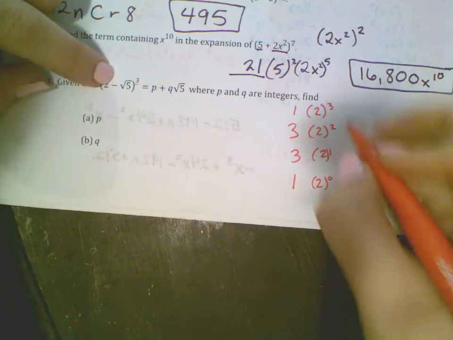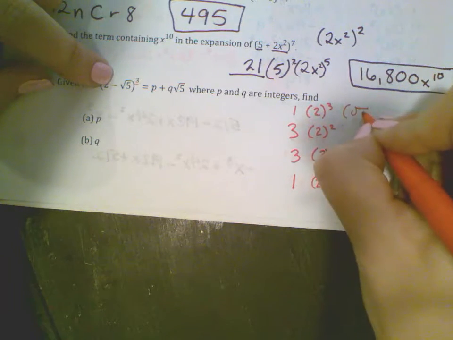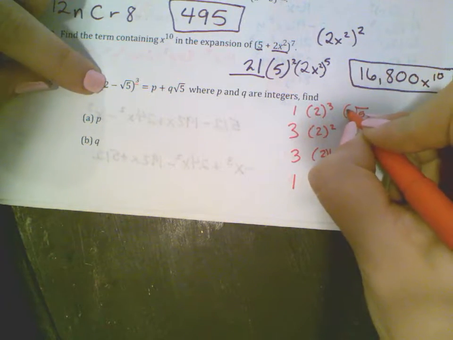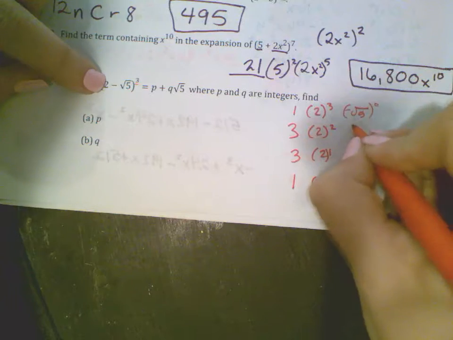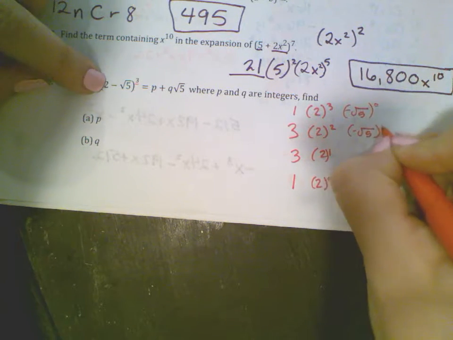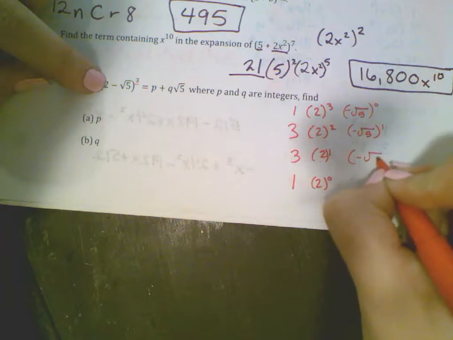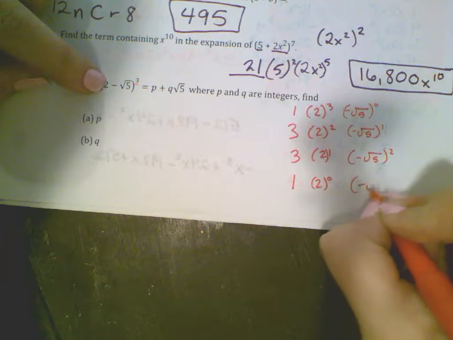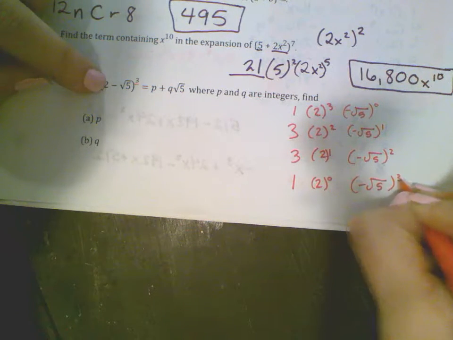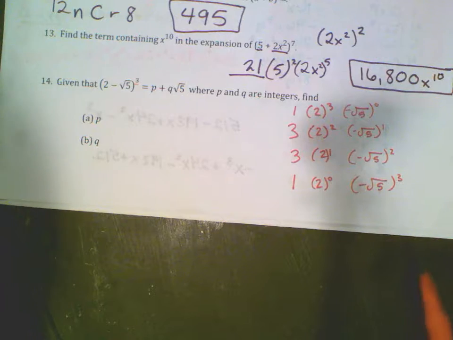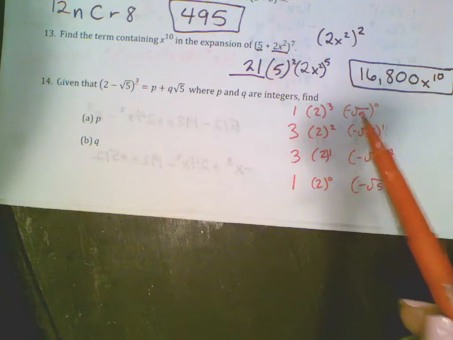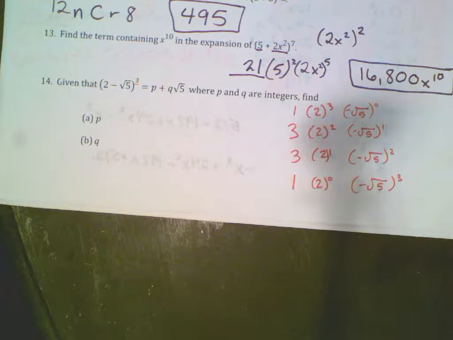Then I'll take my square root of 5. You can keep your negative there if you'd like, to the 0, negative square root of 5 to the first, negative square root of 5 squared, and negative square root of 5 cubed. So, I'm going to write what all of these are equal to in another color.